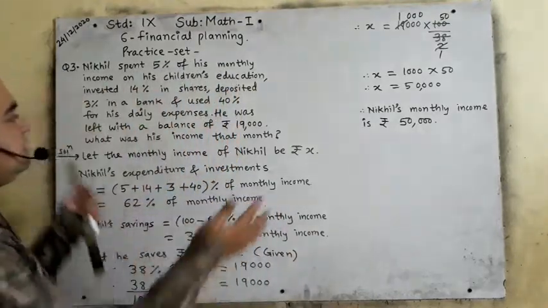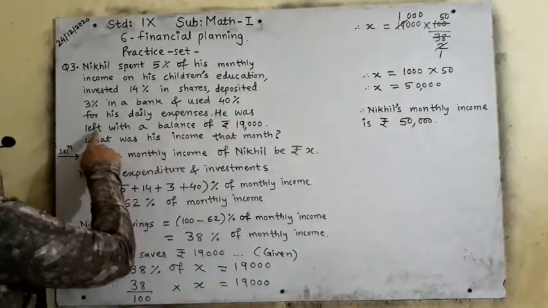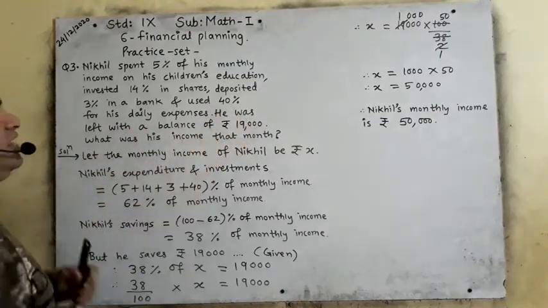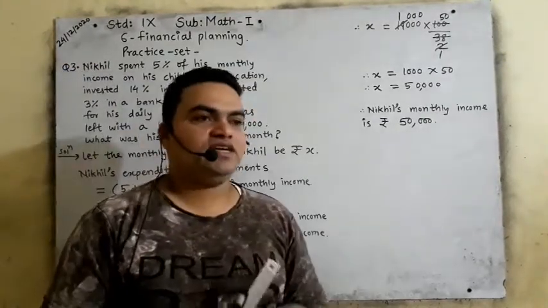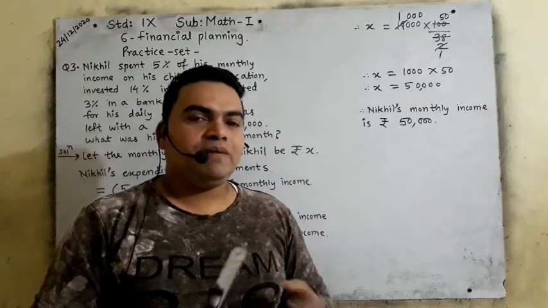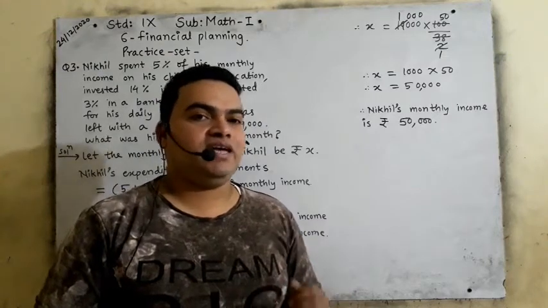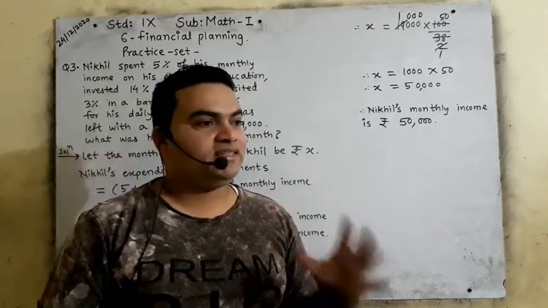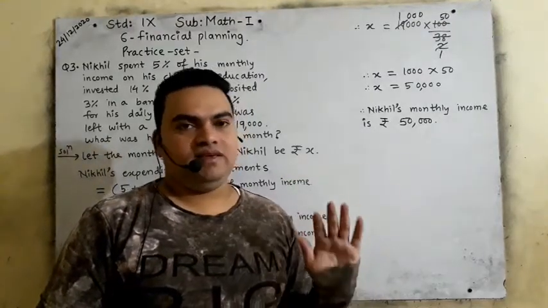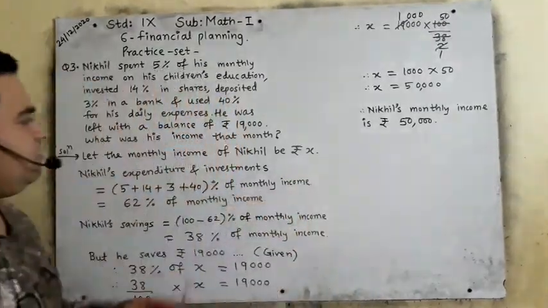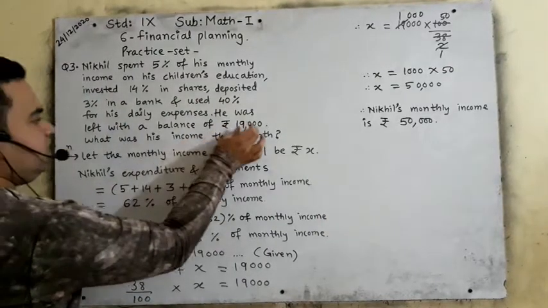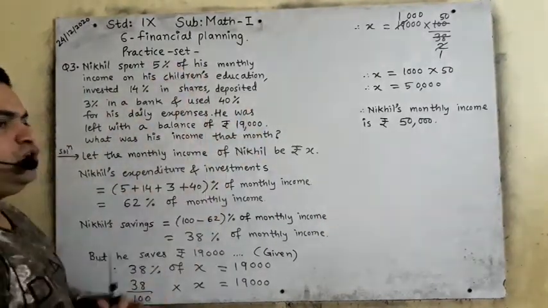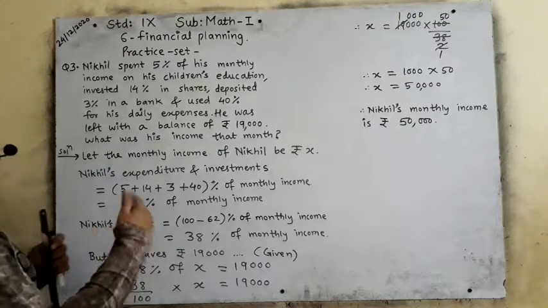Okay, ये सब होने के बाद he was left with a balance of rupees 19,000. ये सब खर्चे होने के बाद उसके पास 19,000 बचता है. It means he saves 19,000 every month. So that is saving. 19,000 उसकी saving है. So total expenses कितने हैं?